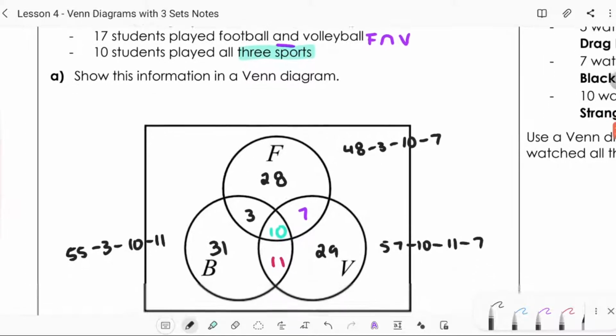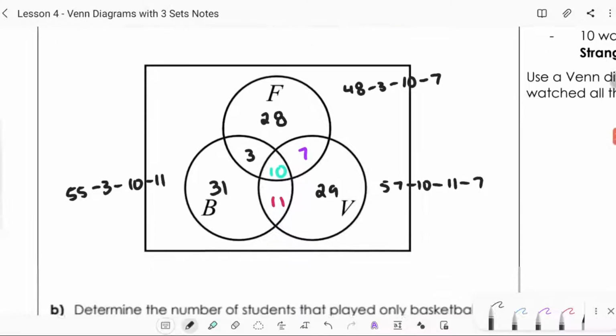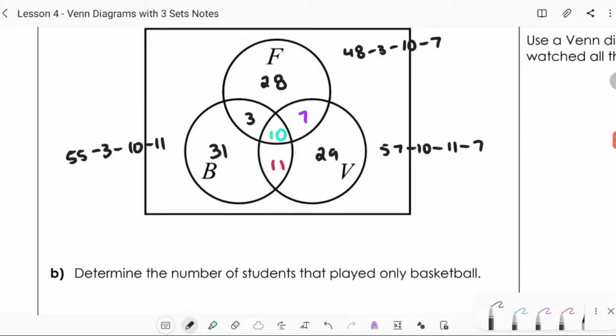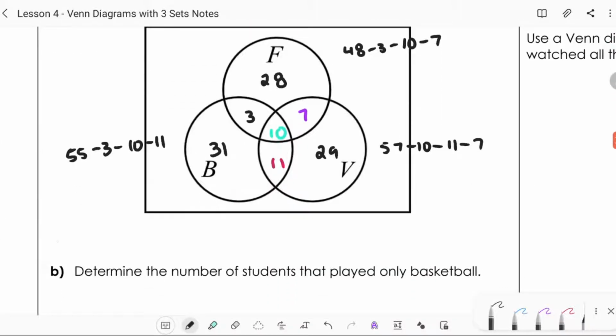Last thing to check is, is there anybody who doesn't play any of these sports, right? Is there anybody left outside? And so let's see. I had 130 students. Subtract everybody in any one of these sets or intersection of sets or union of sets: 28, 3, 10, 11, 31, another 11, 29. Means I'm left over with 11 total students that play none of these 3 sports.